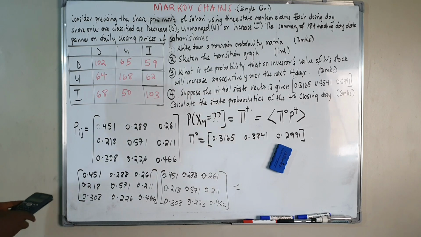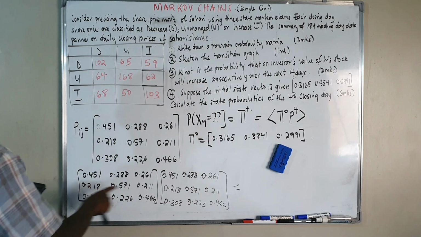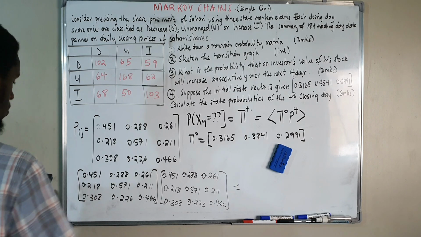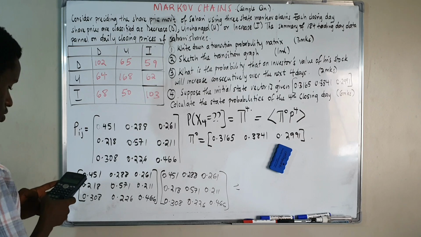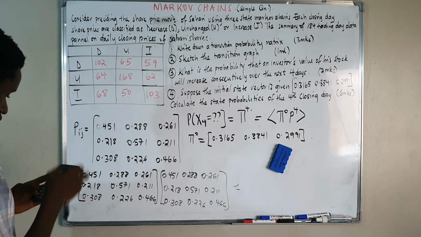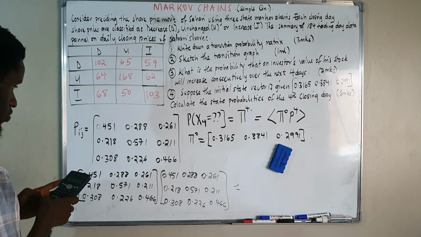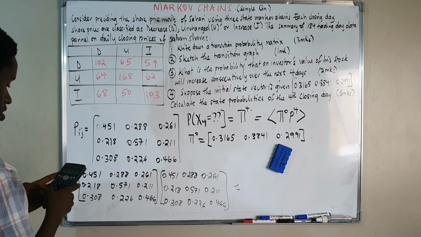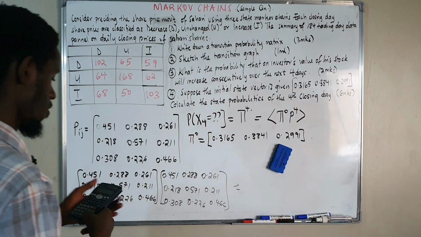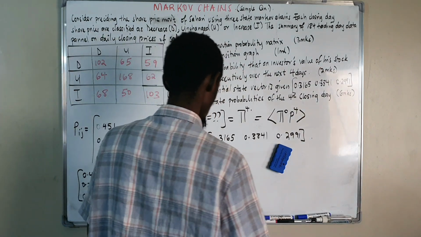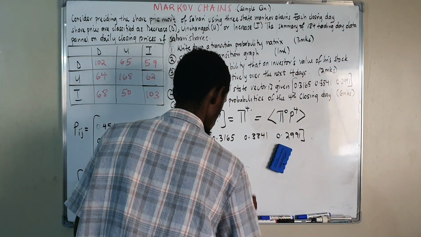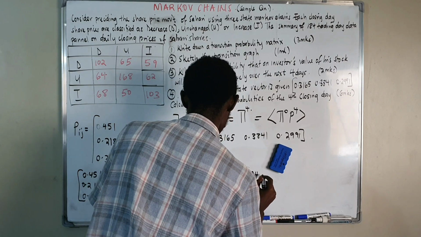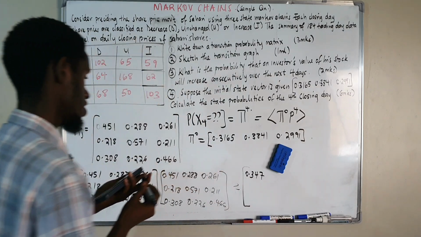Row by column. We have 0.451 into 0.451, plus 0.288 into 0.218, plus 0.261 into 0.308, and then we shall have our first entry here, which is going to be 0.337. Just use 3 decimal places, 0.337.